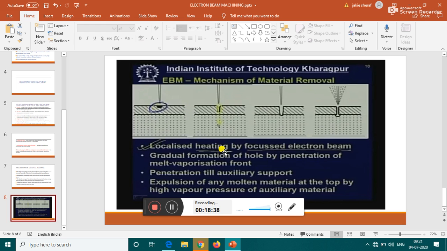So this is how material removal in electron beam machining occurs. By this I will end the session, and in the next session we will deal with the process parameters, process characteristics and applications. Okay, so thank you so much.